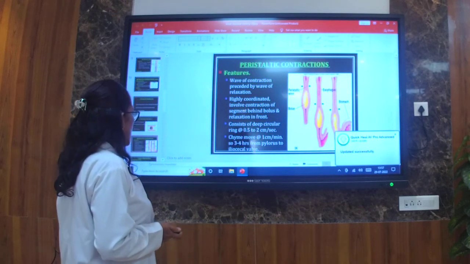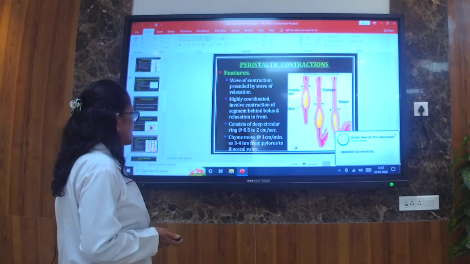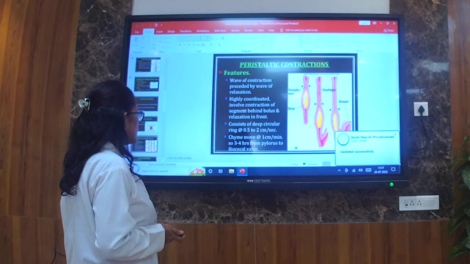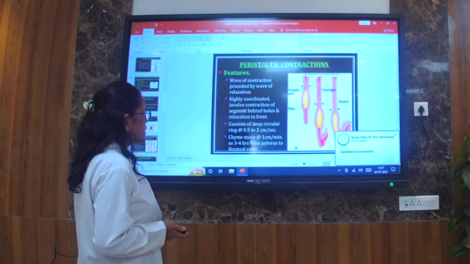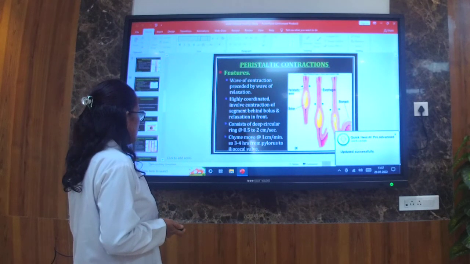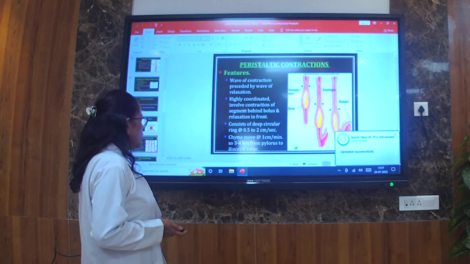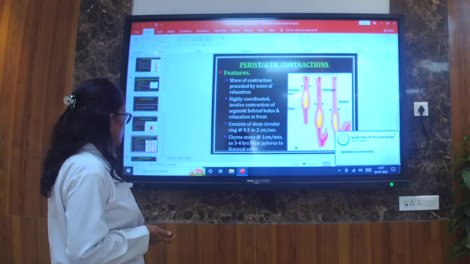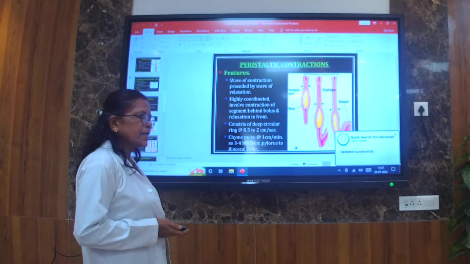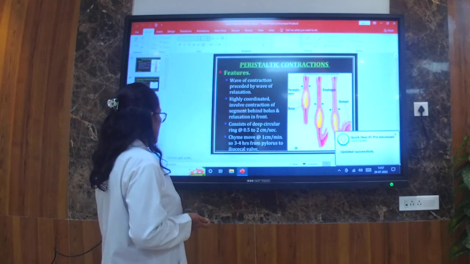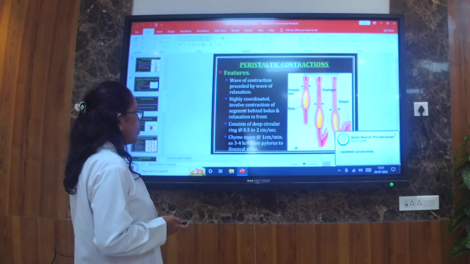It consists of a deep circular ring moving at the rate of 0.5 to 2 cm per second, and the chyme or bolus moves at the rate of 1 cm per minute. So it takes 3 to 4 hours after the meal from the pylorus of the stomach to the ileocecal valve.